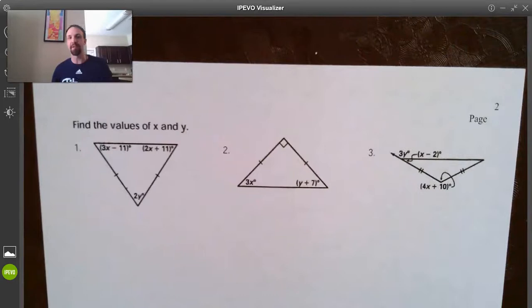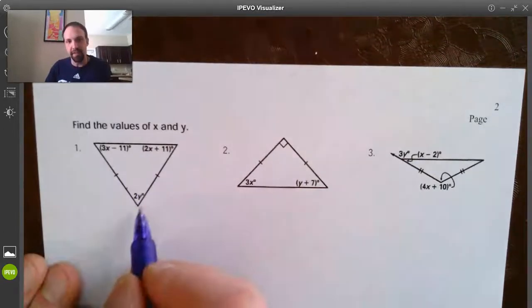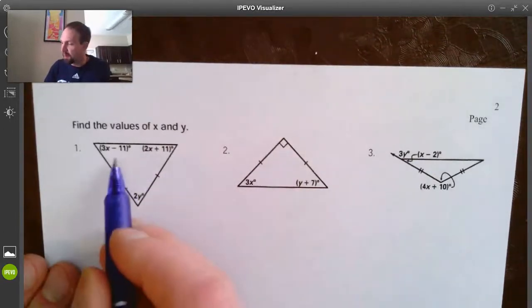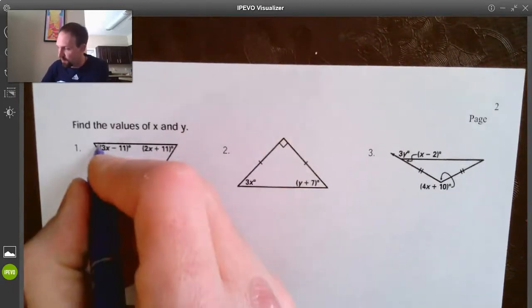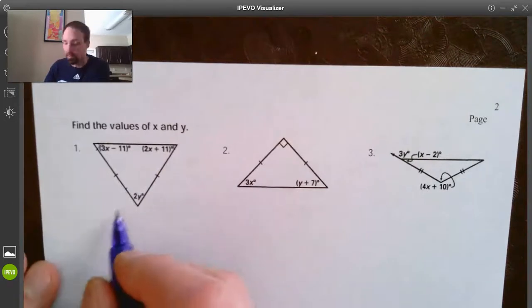Here we're asked to find the values of x and y. We're going to be using both of the theorems, corollaries that we had established on the previous page to find the values of x and y. In this one, note that this is an isosceles triangle, so this side length is congruent to this side length. That means that these base angles are the same, so these two are congruent, and if those two are congruent, then I can set them equal to each other.